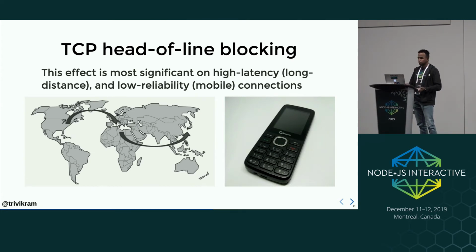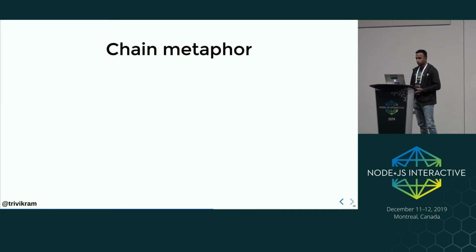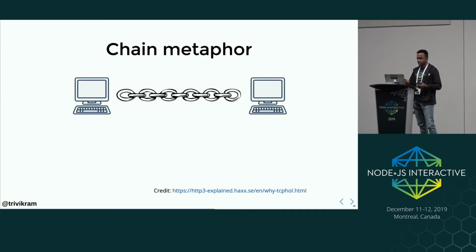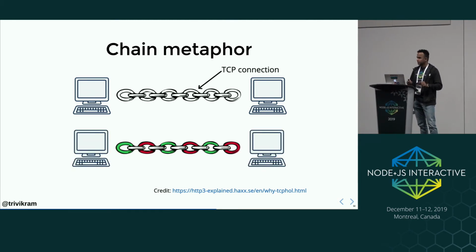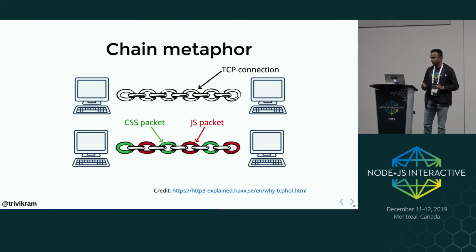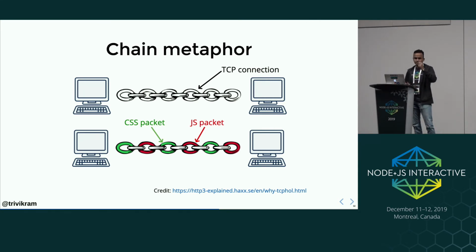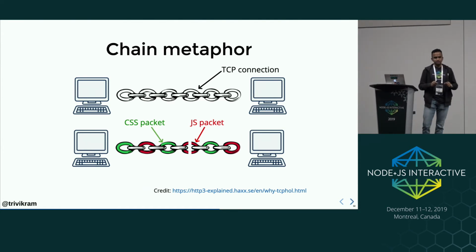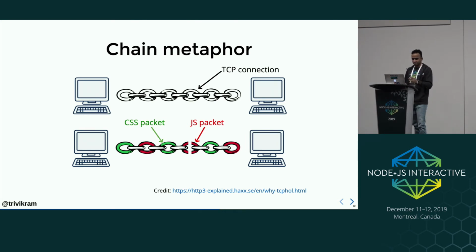So we'll understand this using a chain metaphor. So this is a chain. Imagine this is a TCP connection between two computers, and I've put green colors and red colors, where green is a CSS packet and red is a JS packet, where CSS and JS files are requested over the same TCP connection. If a JS packet is lost or corrupted, then the entire chain is broken. So the entire chain after that JS packet, which includes CSS packets, has to be sent again. This is explained very well in HTTP3 Explained if you want more details.